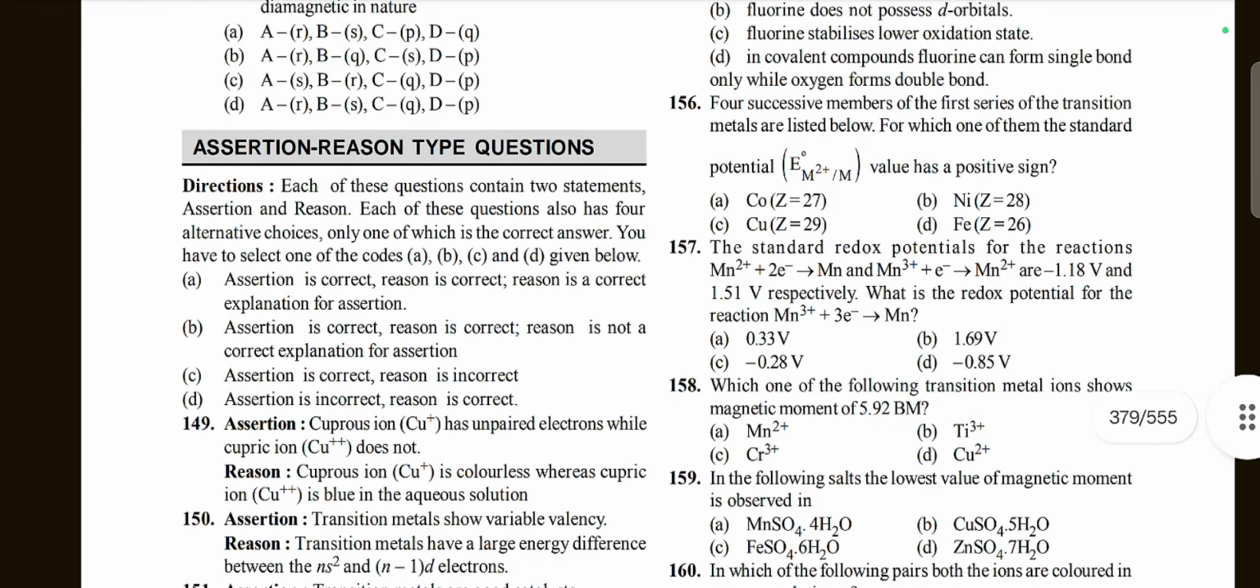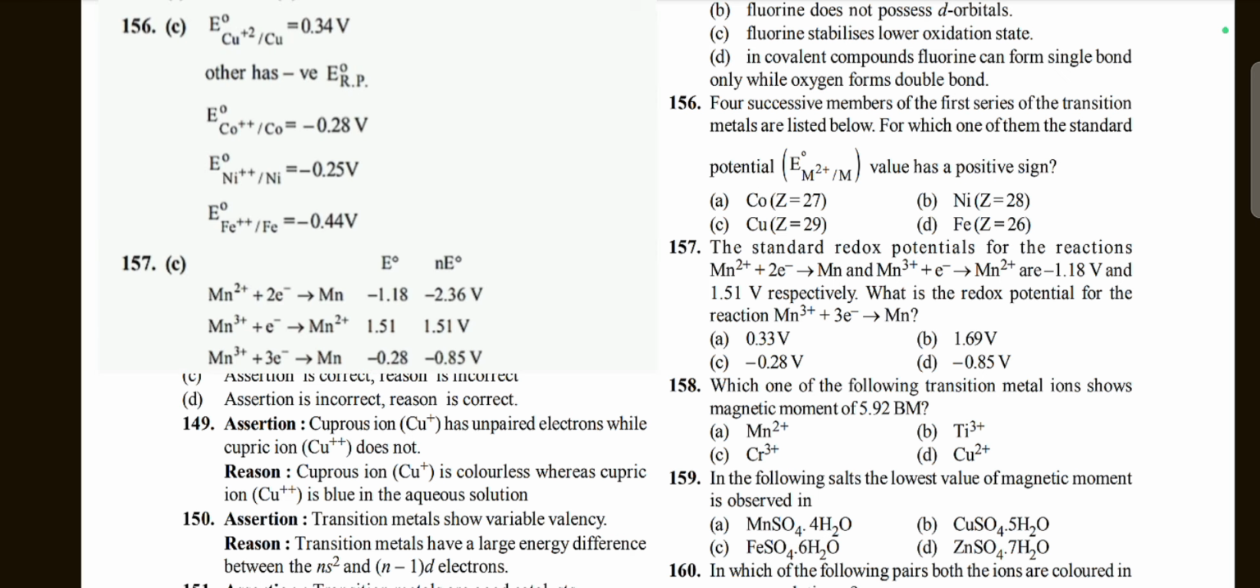Four successive members of the first series of transition metals are listed below. For which one of them does the standard potential E°(M2+/M) have a positive sign? So for Cu, Z equals 29. Option C will be the answer.